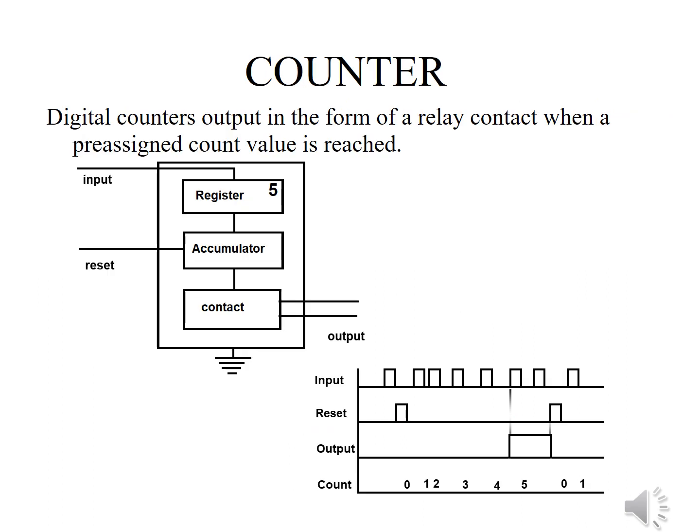Counter. A digital counter's output is in the form of a relay contact when a pre-assigned count value is reached. So whenever a count value is reached, it provides the output. This shows the counter input and output. Here we have three terminals: input, output and a reset terminal. And the diagram shows this with respect to time.